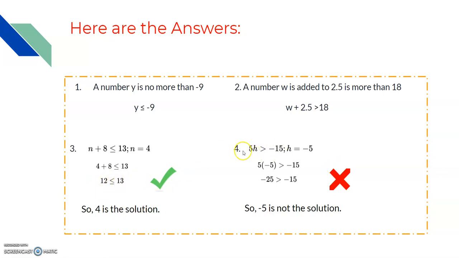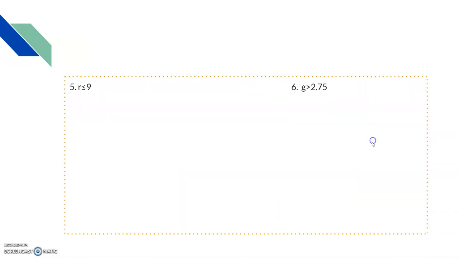For number 4, we have 5h is greater than minus 15. H equals minus 5. And now we substitute 5 times minus 5 is greater than minus 15. And we have negative 25 is greater than negative 15. And this is actually not true because in the negatives, the lower number is the greater value. So this is not true, so negative 5 is not the solution.